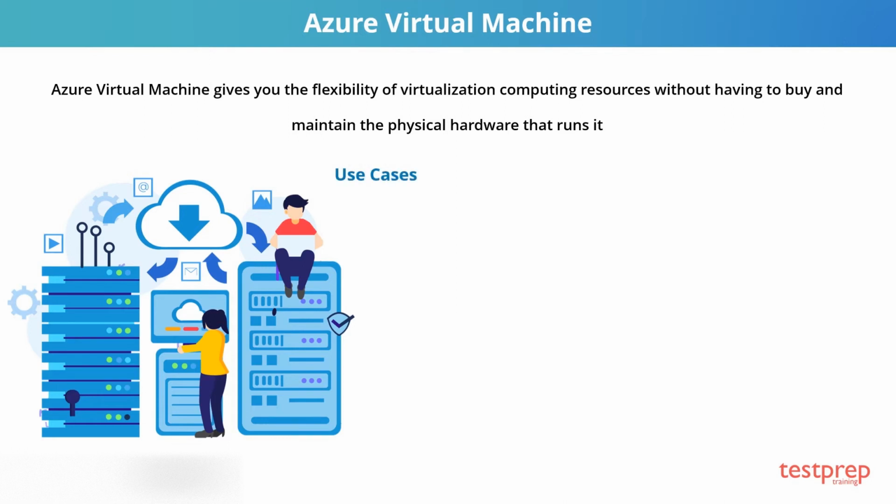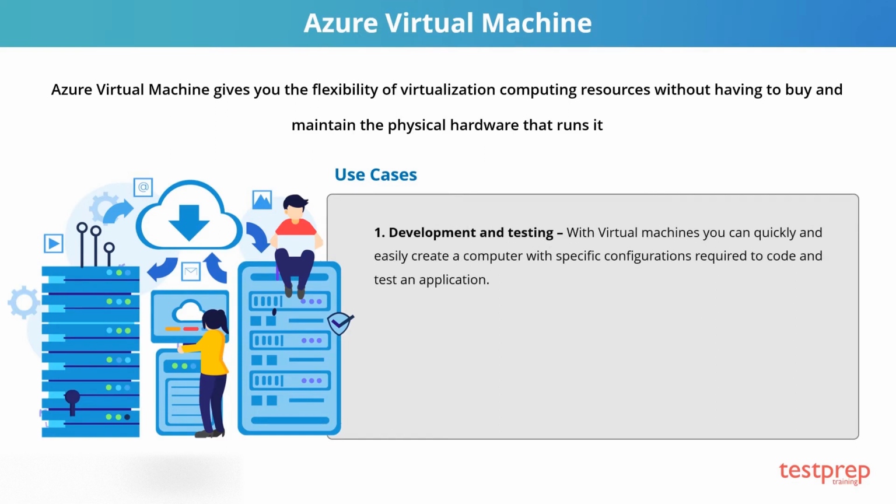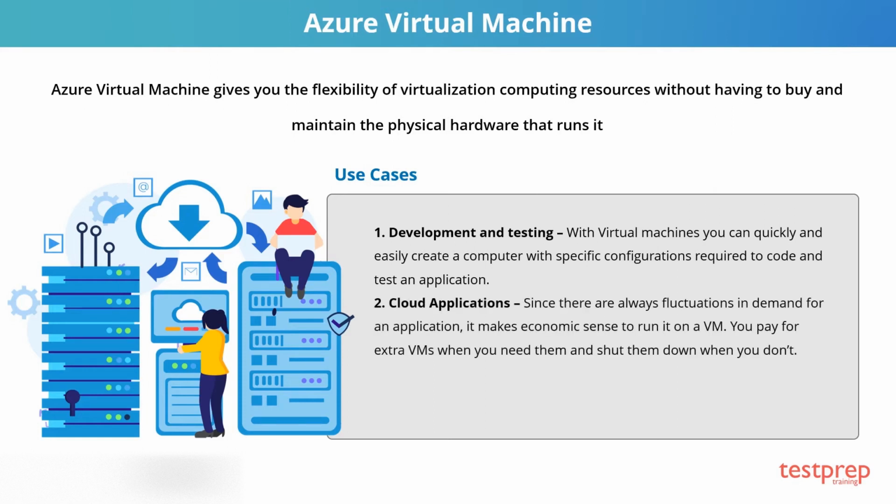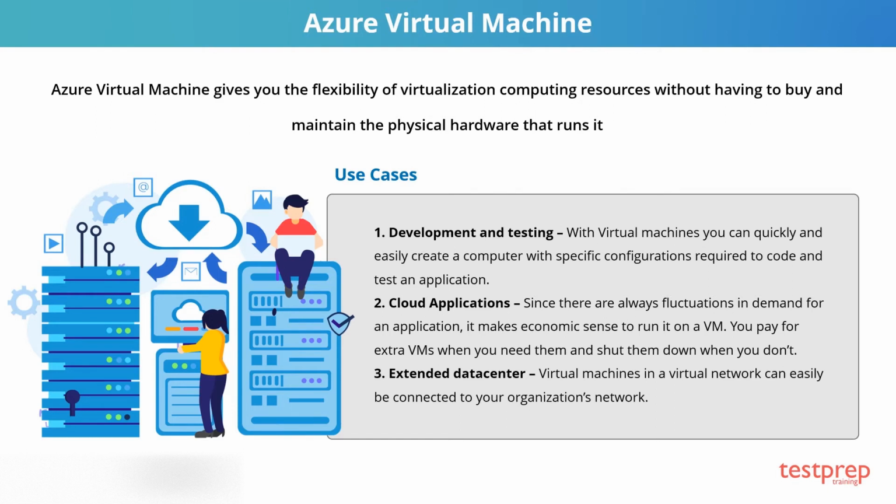You might require virtual machines for various tasks. Some examples are development and testing. With virtual machines, you can quickly and easily create a computer with specific configurations required to code and test an application. Next is cloud applications. Since there are always fluctuations in demand for an application, it makes economic sense to run it on a VM. You pay for extra VMs when you need them, and shut them down when you don't. Another example is an extended data center. Virtual machines in a virtual network can easily be connected to your organization's network.